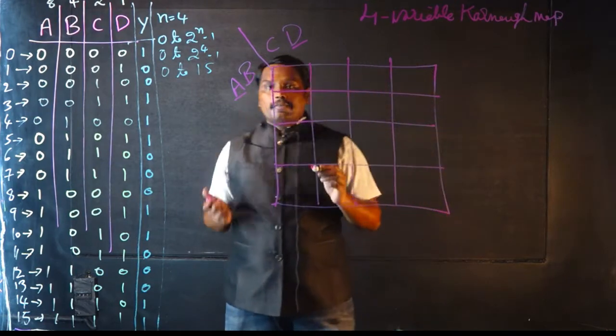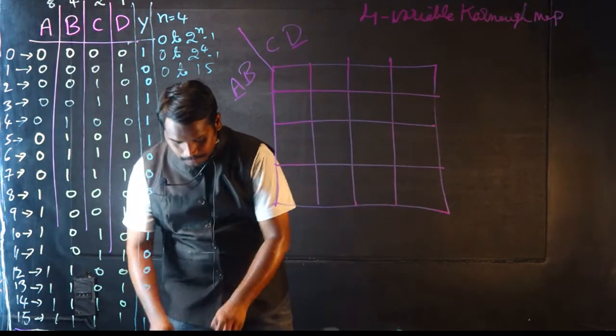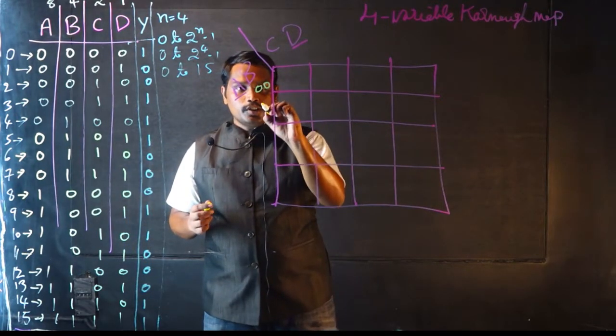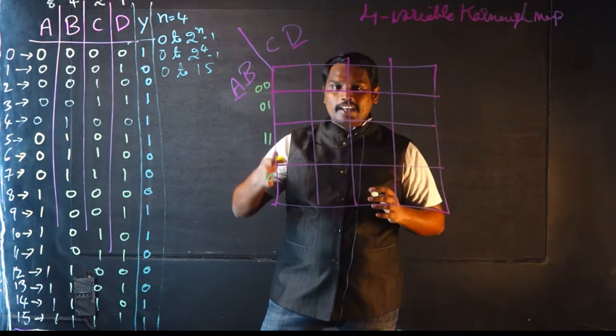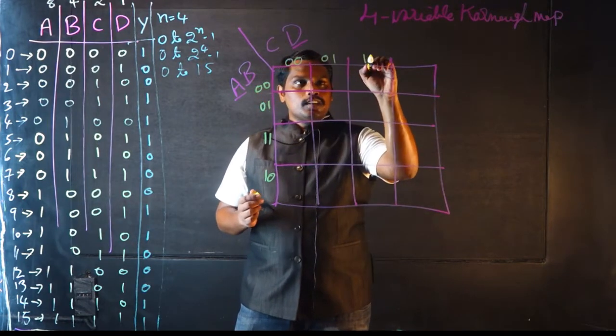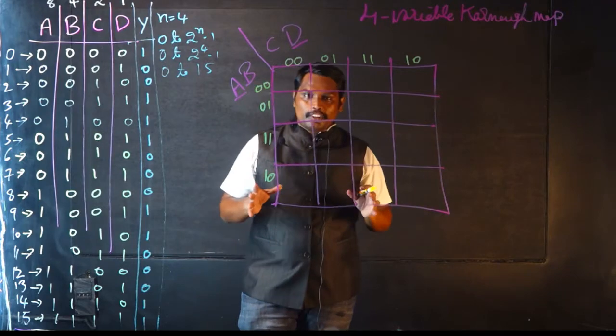This 4 variable Karnaugh map has variables A, B, C, D, and you represent the rows with 0 0, 0 1, 1 1, and 1 0. This is how you form a gray code sequence. In the same way, for the columns, 0 0, 0 1, 1 1, and 1 0. So the rows and columns are ready.